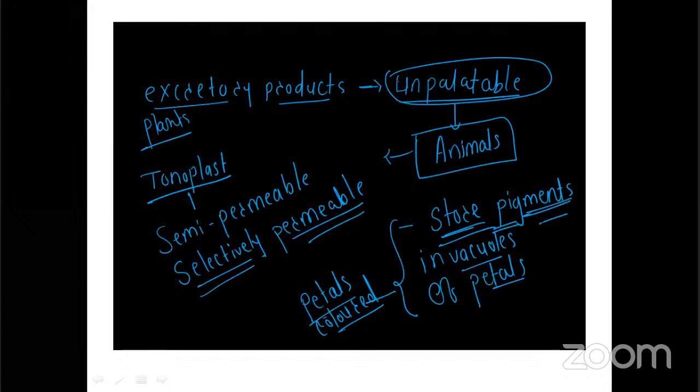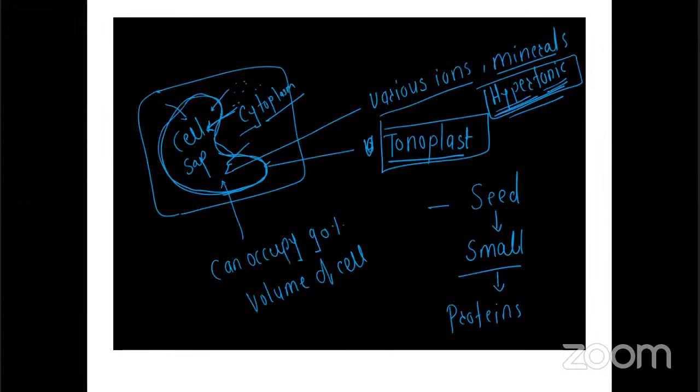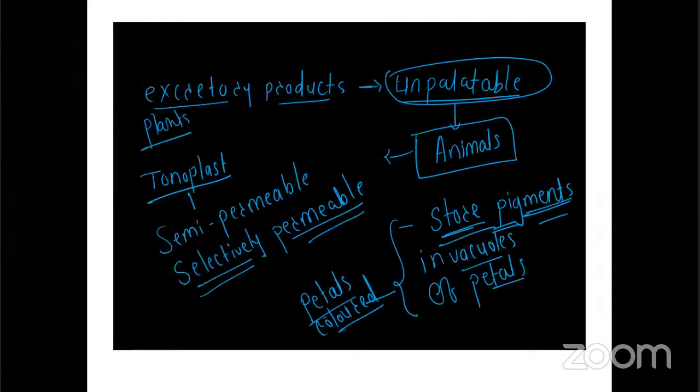So different functions we have discussed here. Vacuoles can store the ions, minerals, so it is hypertonic. Vacuoles in the seed can store the proteins. Vacuoles can also store excretory products and can store the pigments in case of the petals, due to which the petals are colored.